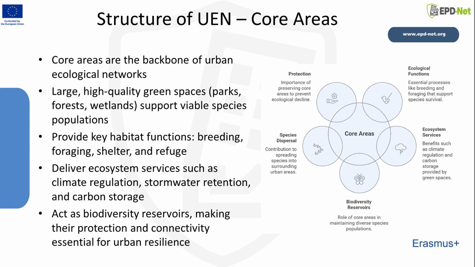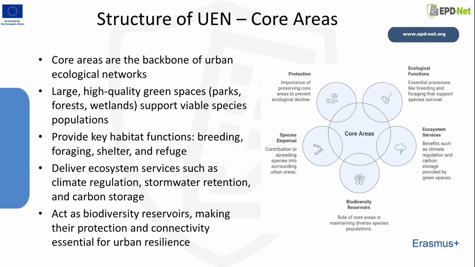Core areas form the backbone of urban ecological networks. They consist of relatively large, high-quality green spaces such as urban parks, forests, wetlands, and protected natural areas that can sustain viable populations of species over time. These areas provide essential ecological functions including breeding, foraging, shelter, and refuge from urban disturbance.